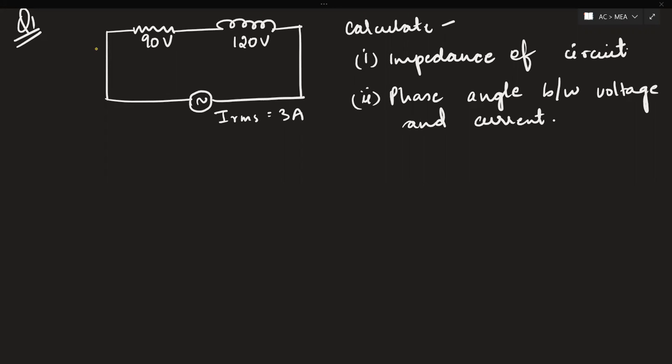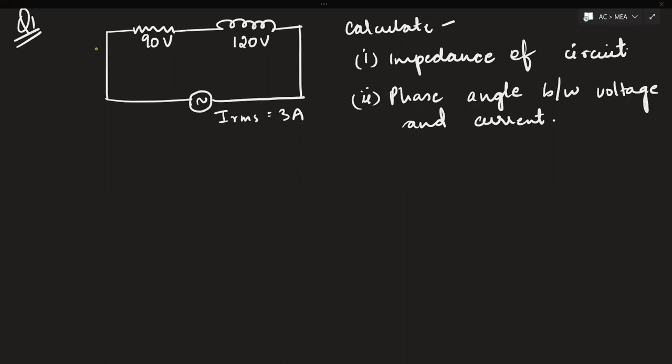See, a resistor is connected with an inductor. So voltage of the resistor is what? 90 volt, and the voltage of the inductor is given as 120 volts. IRMS is given as 3 amperes, and you have to find out the impedance. Now see, for finding the impedance, we have to have the value of ERMS as well. Unless and until we have the value of ERMS, we won't be able to find the impedance.